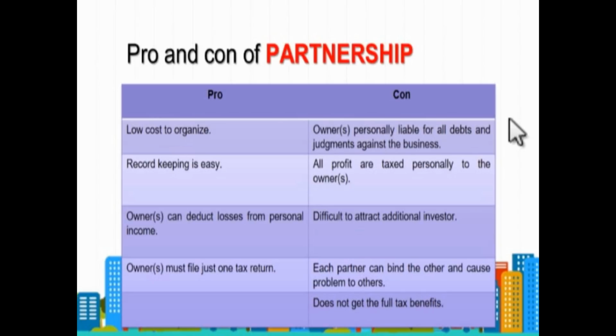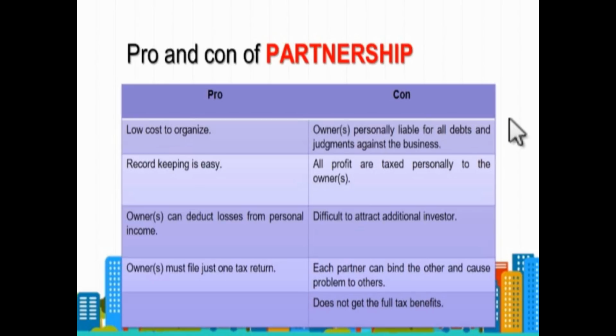Okay. The disadvantages, okay, owner is personally liable for all debts and judgments against the business. So dia sama macam sole proprietorship lah, di mana owner tu yang bertanggungjawab terhadap hutang-hutang lah. And then second, all profit is taxed personally to the owner. So kalau partnership ni dia sama macam sole proprietorship jugalah, maksudnya dia tax dalam personal income.